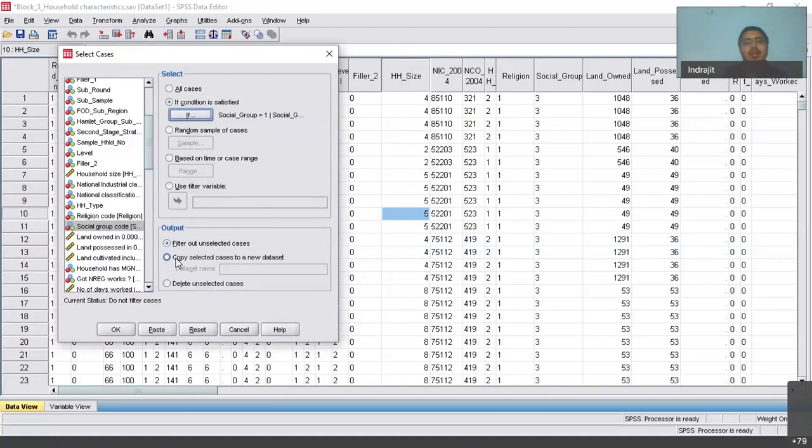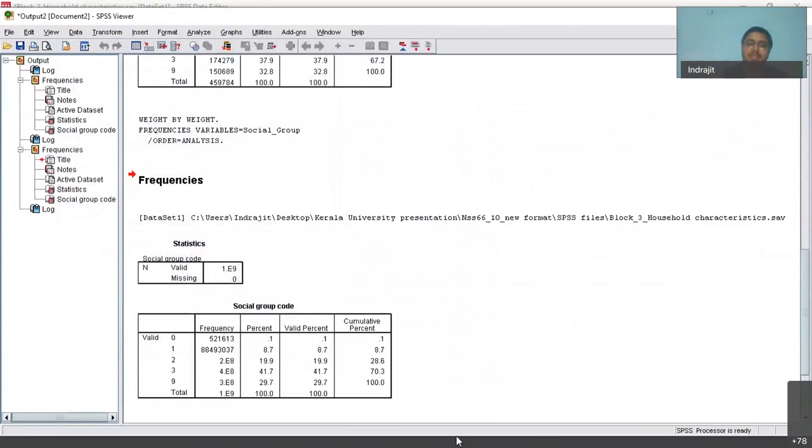Or you can have analysis only on the selected cases based on some condition within this analysis. That will not delete anything, will not add anything. It will just filter out. So let me do this filtering of the data.